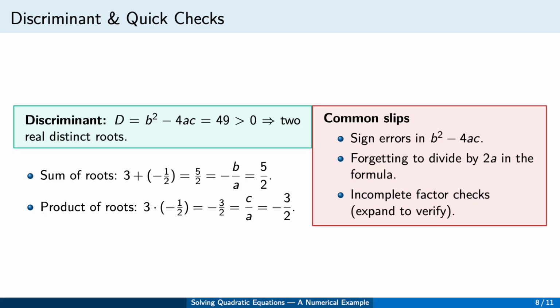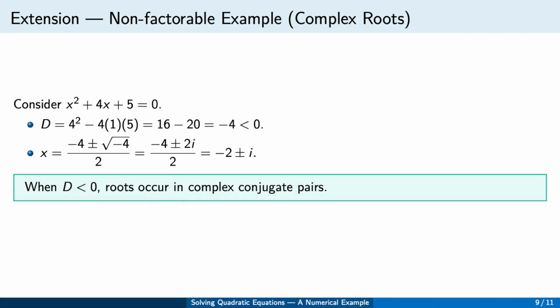Watch out for common slips: sign errors in the discriminant, forgetting to divide by 2a, and not expanding to verify your factorization. As a quick contrast, consider x squared plus 4x plus 5 equals 0. The discriminant is 16 minus 20, which is -4, so no real roots. The formula gives -2 plus i and -2 minus i, a complex conjugate pair, handy to remember for when factoring fails.